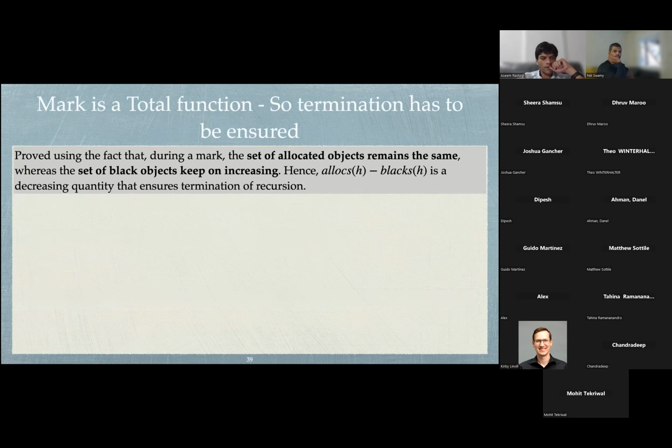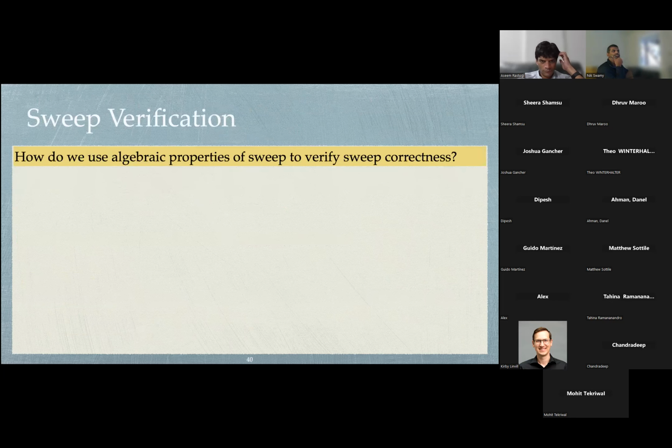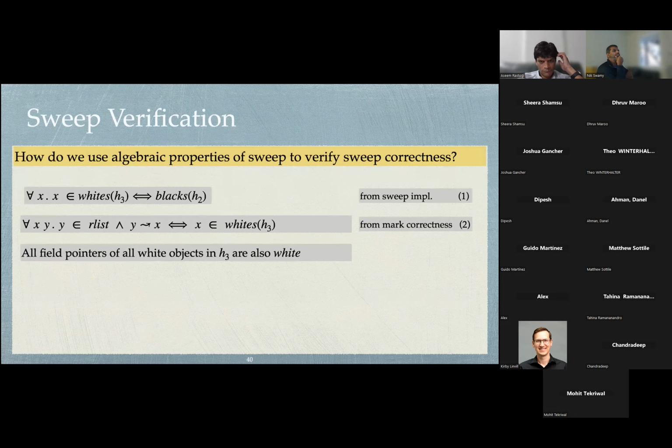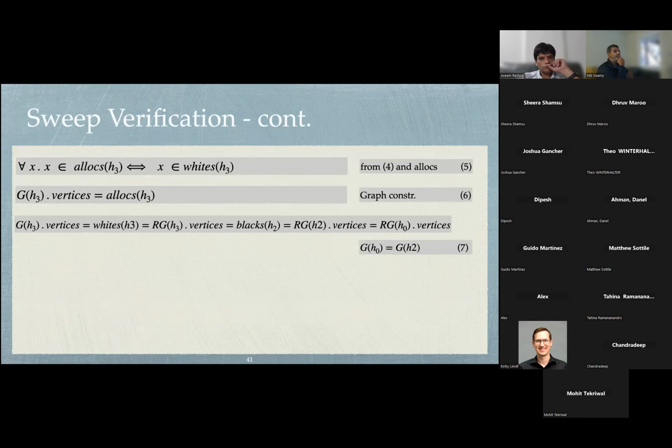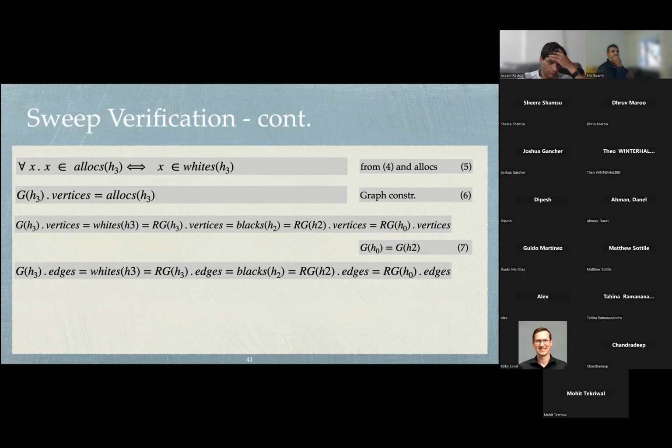Now, mark is a total function, so termination has to be ensured. For termination, I have used a property that the difference between the set of allocated objects and the set of black objects keeps on diminishing. We have to prove it using the proof by contradiction method. Now sweep verification, I'm just skipping. I have added those things in the slide. With sweep verification, we will be able to prove the important property that the reachable subgraph is preserved between the initial and final heap.